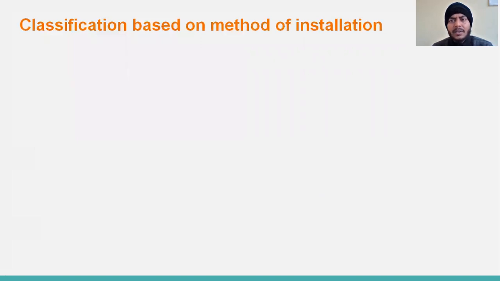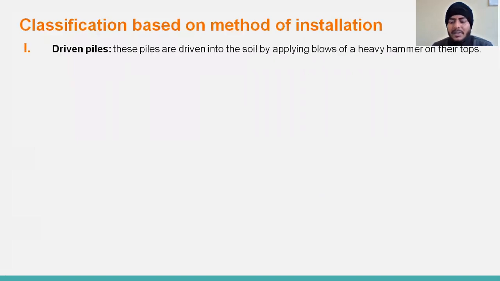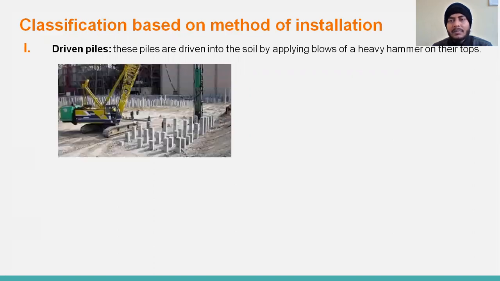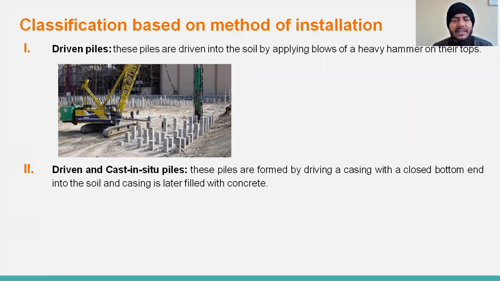Classification based on the method of installation. First, driven piles. These piles are driven into the soil by applying the load of a heavy hammer on top. A machine hammers on the top of the pile to drive it into the soil. Next, driven and cast in situ piles. These piles are formed by driving a caisson with a closed bottom into the soil, and the casing is later filled with concrete.